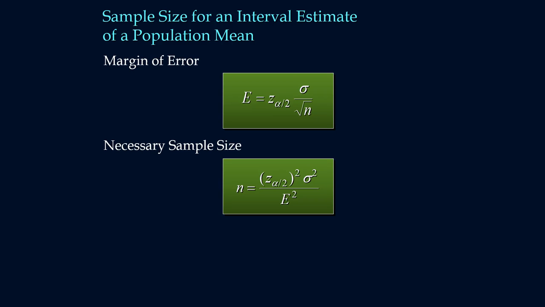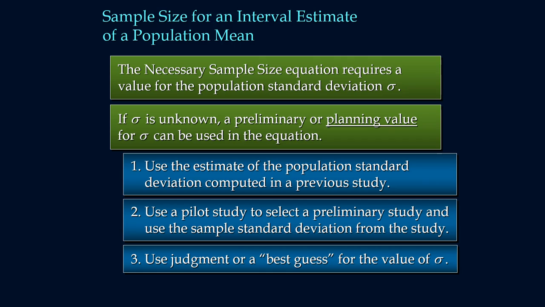All right. A couple of things are important here, in that the necessary sample size equation requires a value for the population standard deviation to be estimated. So a couple of things. We're just going to put in a planning value. We can use our best judgment. If we've got some pilot study information, we could use that as well. The best guess or best estimator of what that could be from other studies. So we can use some of that information as a planning value.